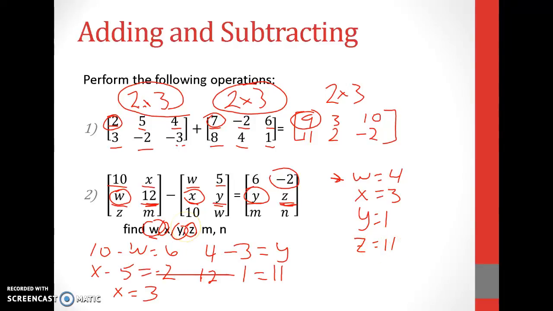Now I still have the m and the n to figure out. I know that z is 11, so this z here is 11. If I take 11 minus 10, I get m, and 11 minus 10 is 1. So m is 1. Right here, I'm running out of room, I have 1 minus w. But we know that w is 4, and that equals n. I'm on the third row, second column. So m, which is 1, minus w, which is 4, equals n. That means n has to be negative 3. So there we're using matrix addition and subtraction to find specific elements.